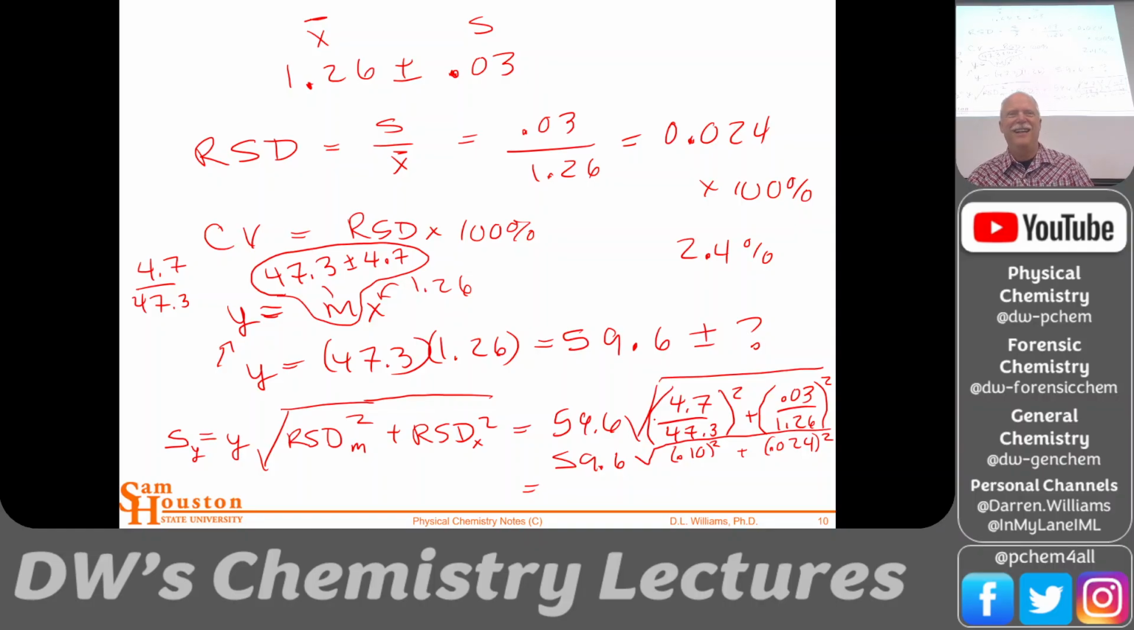I need a better calculator. 6.1. It's going to be six. I'll just keep 2 digits, 6.1. Okay. So 59 plus or minus 6.1, or 59 plus or minus 6. So that's our S y. It's pretty close to 10%, isn't it?